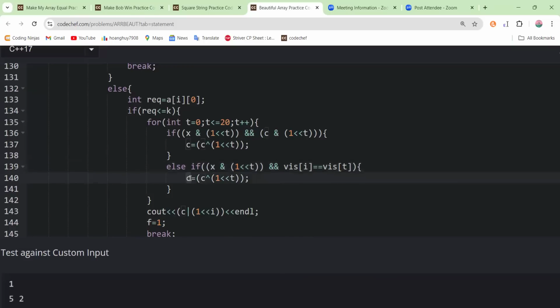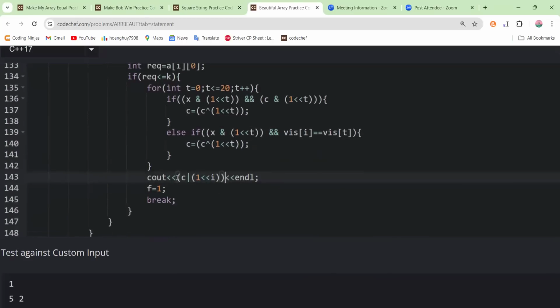So in the final AND result c, what I will do is simply turn it on. So I will simply do c OR 1 left shift t. And we know that the ith bit is getting turned on. So I simply print the AND value that I got OR 1 left shift i. Even if you don't write this, simply print c. So the ith bit will definitely get turned on because of this result.